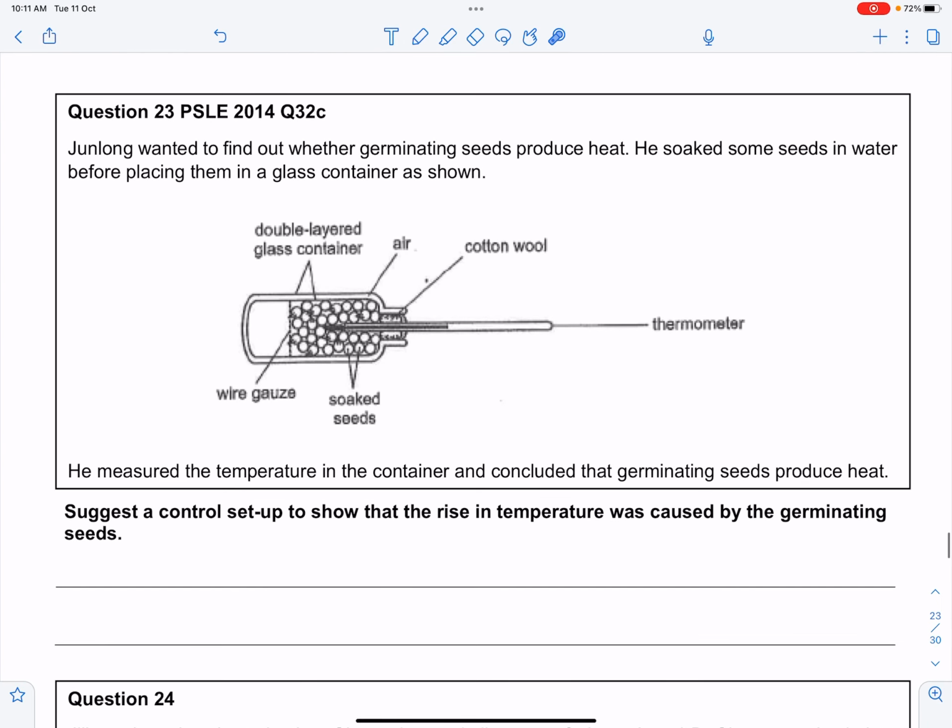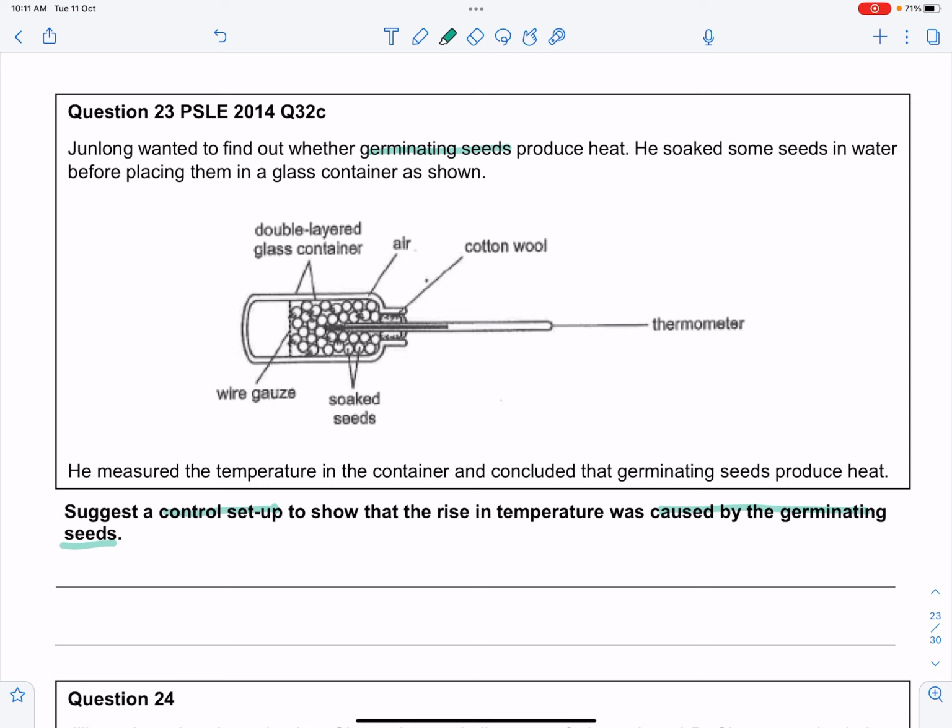So let's take a look. Junrong wanted to find out whether germinating seeds produce heat. He soaked some seeds in the water before placing them into a glass container as shown. Suggest a control setup to show that the rise in temperature was caused by germinating seeds. So in this case, what was the factor that is being tested here? What is the change variable? Is there even a change variable? Actually there is, right? Germinating seeds. Think about it. It's either you have or you don't have, right?